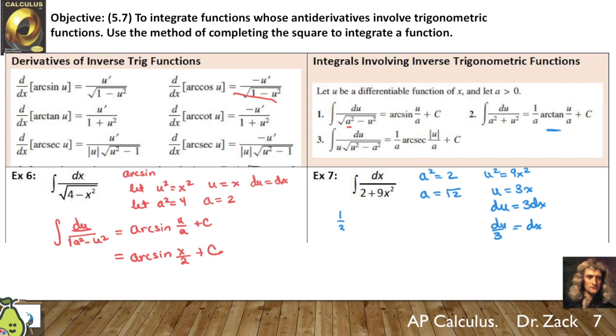Rewrite the problem. We have 1/3 the antiderivative du over your a squared plus u squared, which you know is 1/3 times 1 over a, arctangent u over a, and don't forget the plus c. Filling in your u and your a values gives you 1 over 3 root 2 times the arctangent of 3x over your square root of 2, plus c.